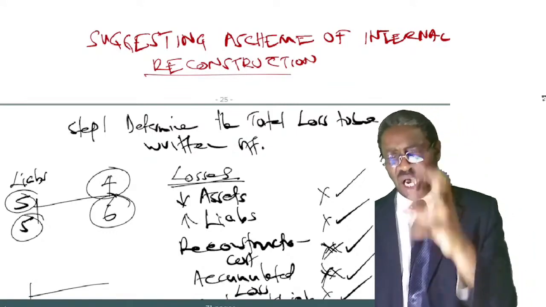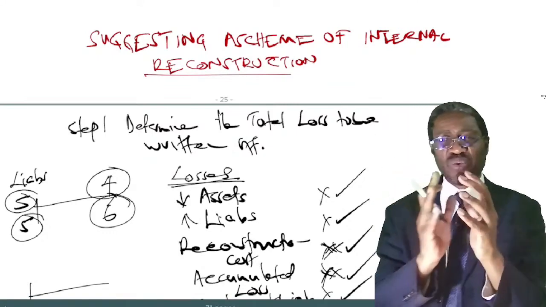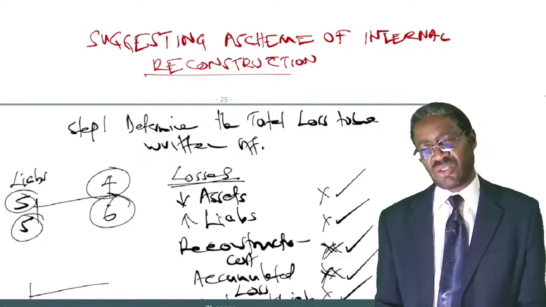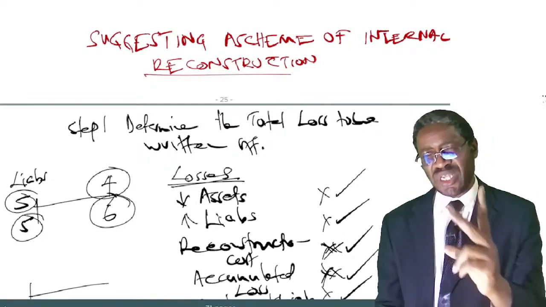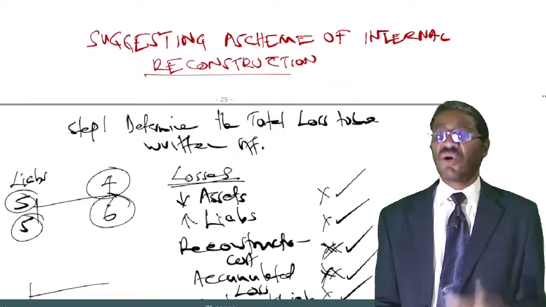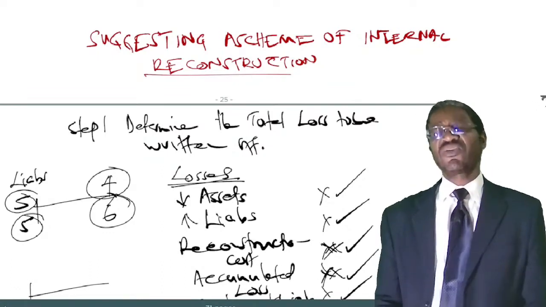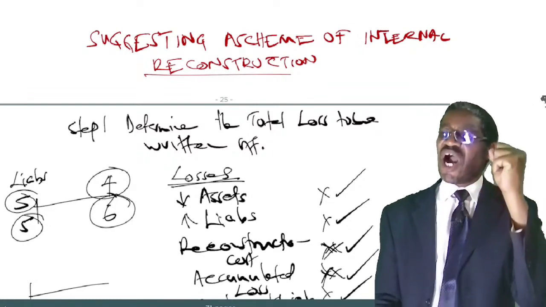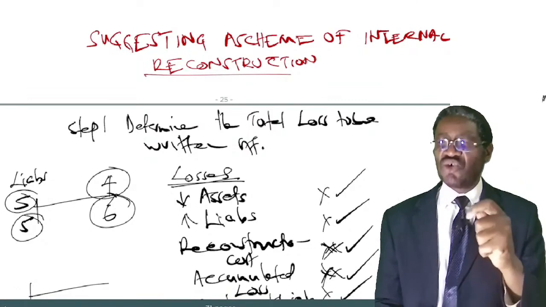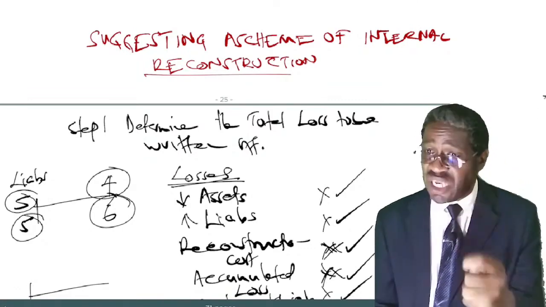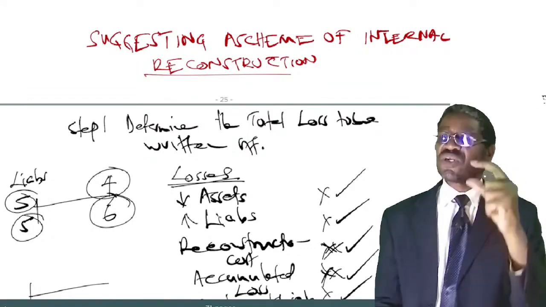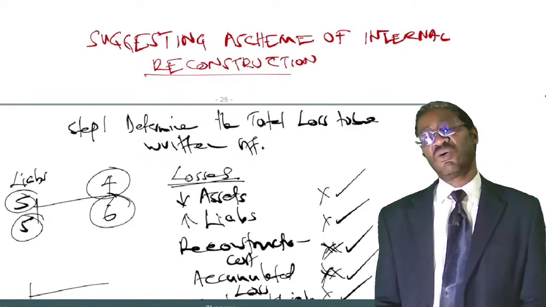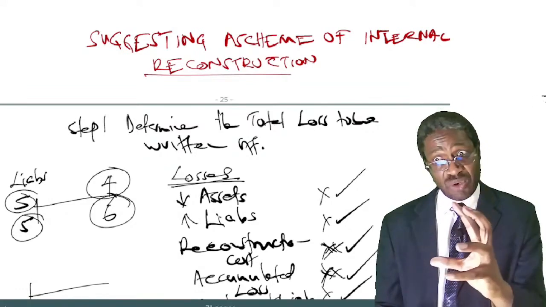We were discussing last time that whenever you are given a question of internal reconstruction, there are two ways in which the examiner can test you on that topic. One way is where you are given a scheme, and you only implement that scheme of internal reconstruction.